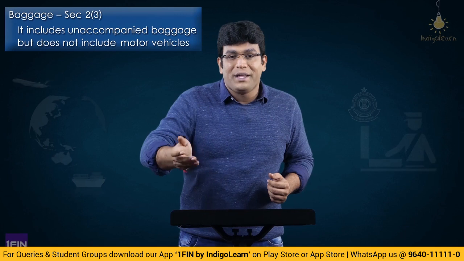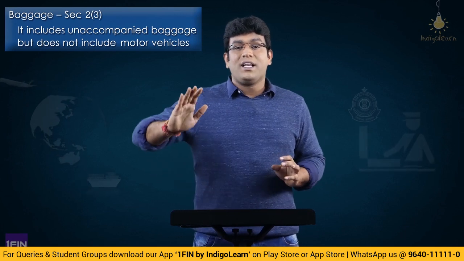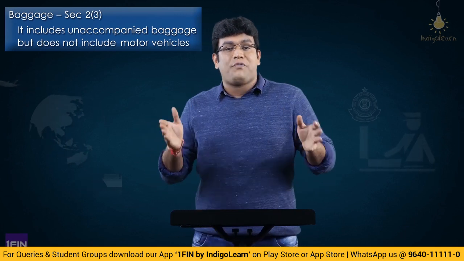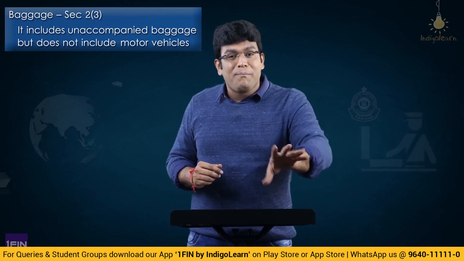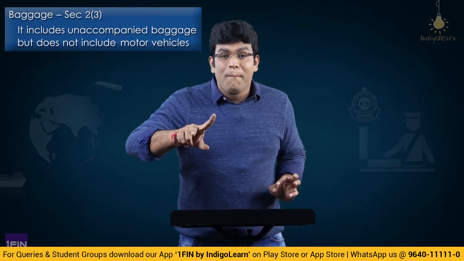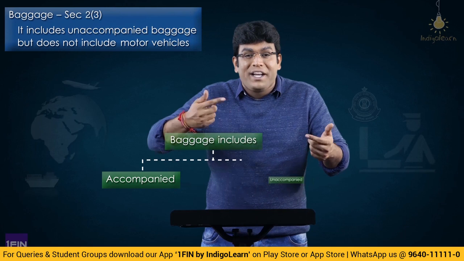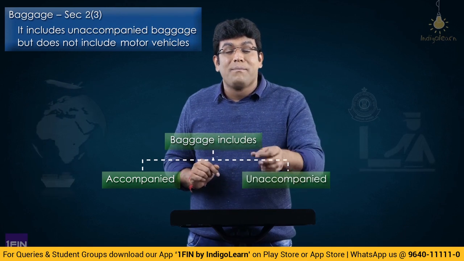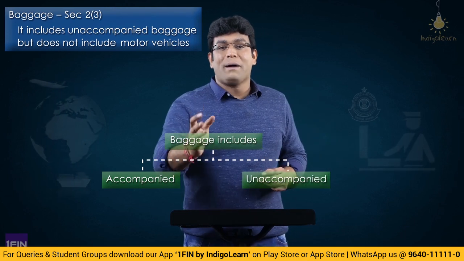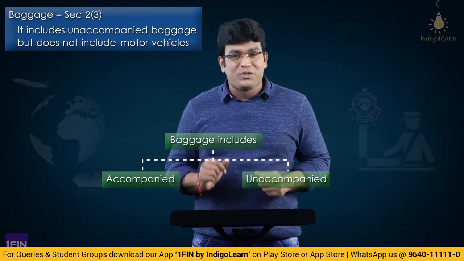So by this point, you have to understand that a motor vehicle cannot be considered in the definition of baggage. But baggage can also include unaccompanied baggage. That means baggage can be accompanied baggage, and baggage can be unaccompanied baggage. Now, what is the meaning of this word called unaccompanied baggage? Let me explain that to you, sir.